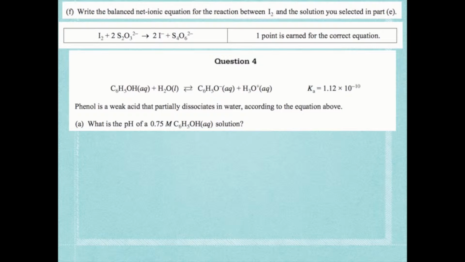For question 4, this is going to be an acid-base question. It tells you phenol is a weak acid that partially dissociates in water according to the equation above. What is the pH of a 0.75 molar phenol solution? Well, because this is a weak acid, I need to write out an ICE chart.